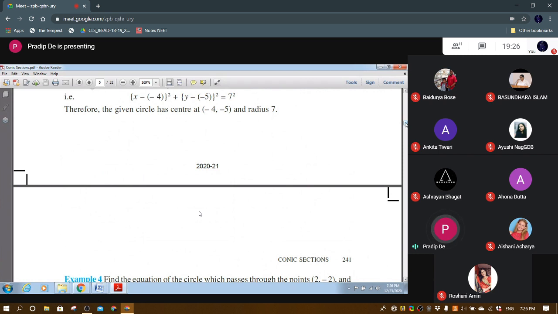Before that, before going to parabola, in general, let me explain the property of these conic sections, parabola, ellipse, or hyperbola altogether.